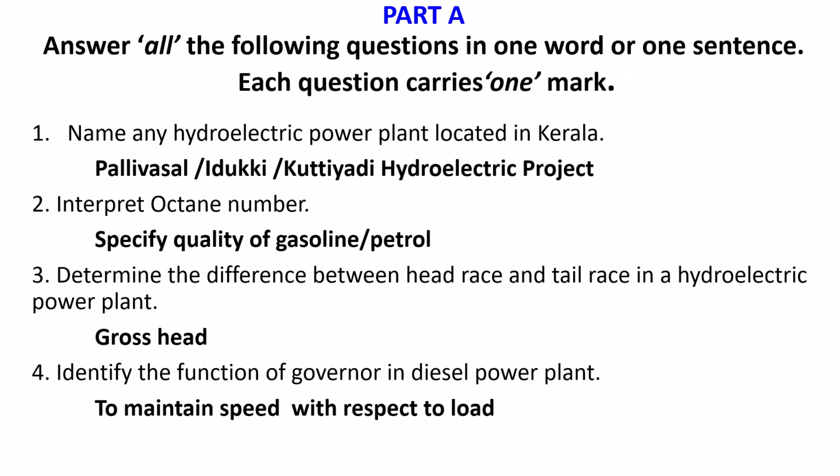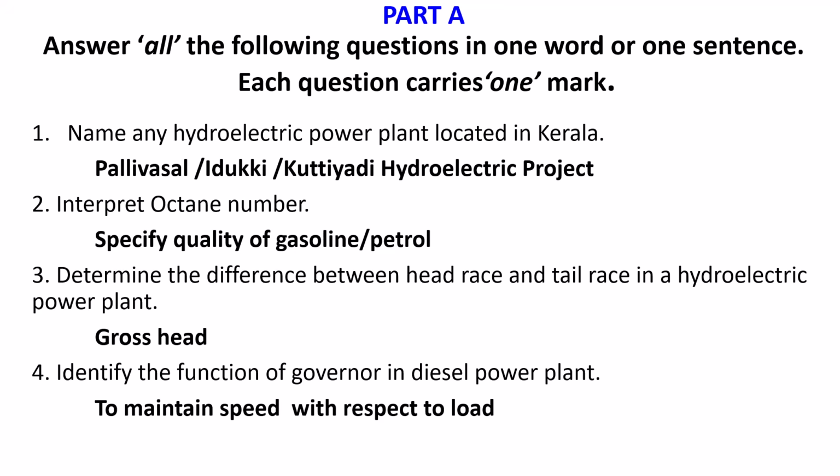Part A, 1 mark question. Name any hydroelectric power plant located in Kerala. Pallivasal Hydroelectric Power Project, Idukki Hydroelectric Power Project, and Kuttiyadi Hydroelectric Power Project. Second question. Interpret octane number. Octane number specifies the quality of gasoline or petrol.